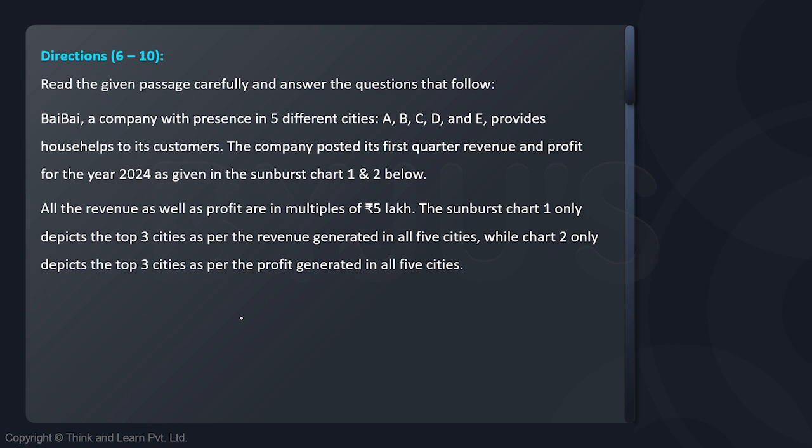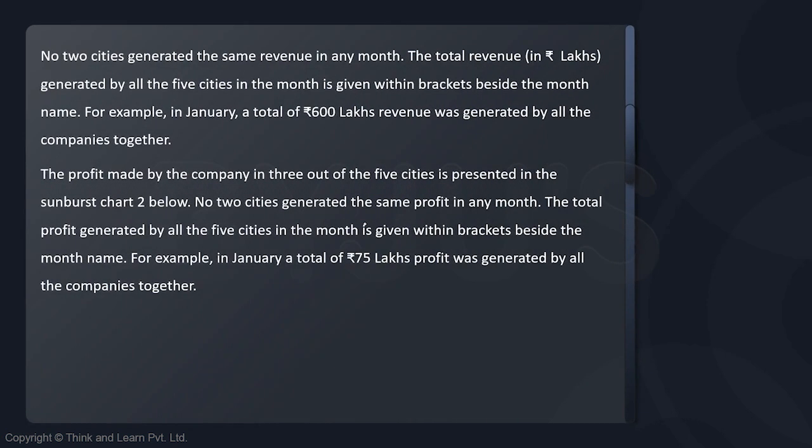The Sunburst chart 1 only depicts the top 3 cities as per the revenue generated, while chart 2 depicts only the top 3 cities as per the profit generated in all 5 cities. So we have the top 3 revenue generators, and the top 3 profit generators. These give the revenue and profit of the first quarter, and all the figures should be in multiples of 5 lakhs. Let's look at this graph. Oh, there is more information about this. No two cities generated the same revenue, etc.